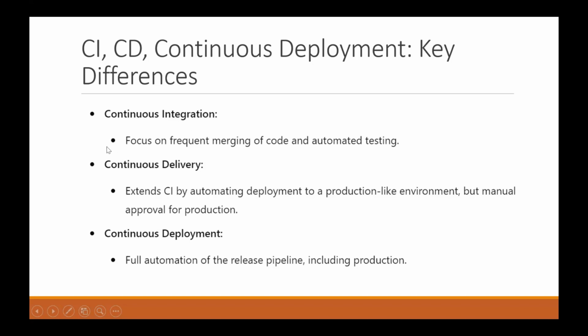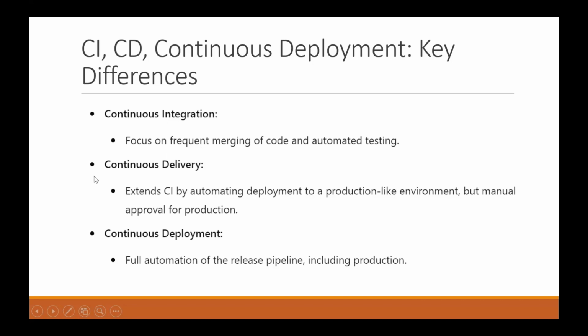Continuous integration, this you already understood. It focuses on frequent merging of code and automated testing. This is nothing but creating a pipeline. Whenever you push a change, this pipeline will be triggered. It will build your code, run the unit test cases or any type of testing if you want, and also run source code scans like SonarQube and library scans like Nexus IQ. This is called continuous integration.